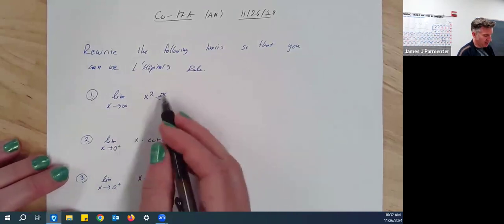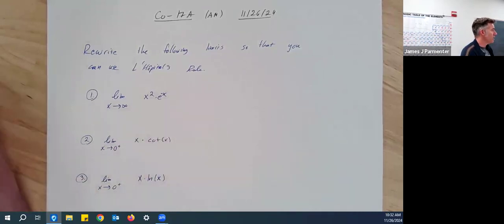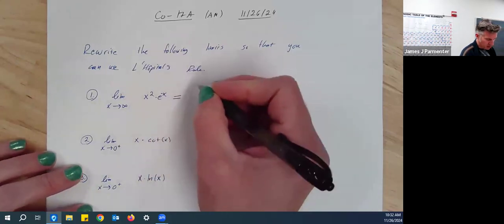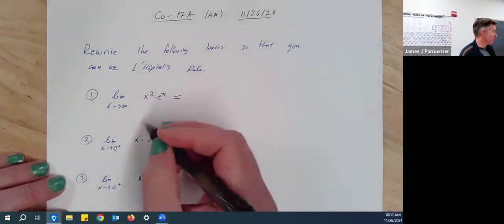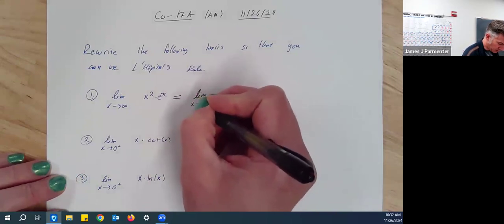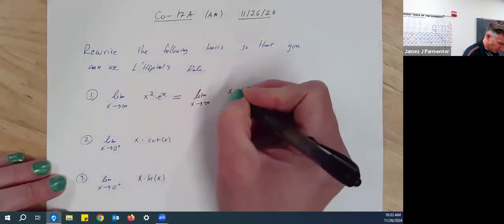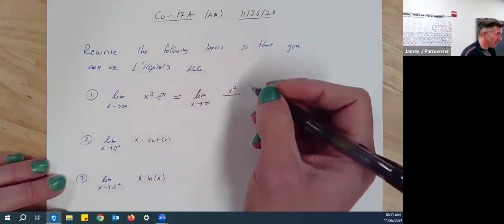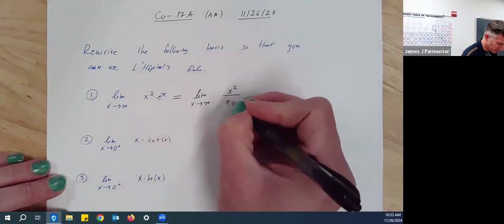So none of these qualify currently because none of them are fractions. We're going to rewrite this first one, and you have a choice. Usually there is one right choice and one wrong choice. For these ones especially, you have to make the right choice, otherwise things don't get better. What I mean is that we have to rewrite this, bringing the e to the negative x down to the bottom as e to the x. So we're going to rewrite this as the limit as x goes to infinity of x squared over e to the x.